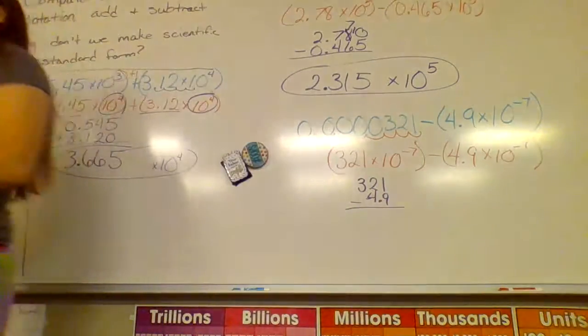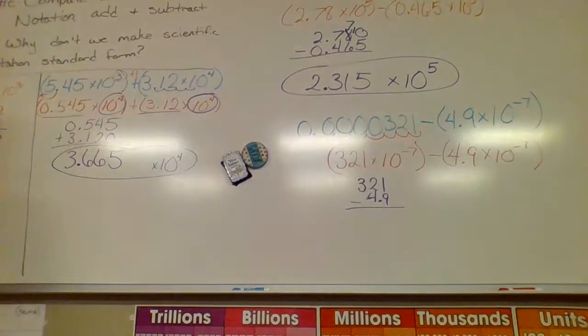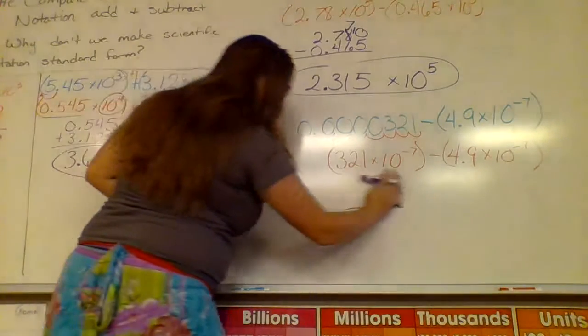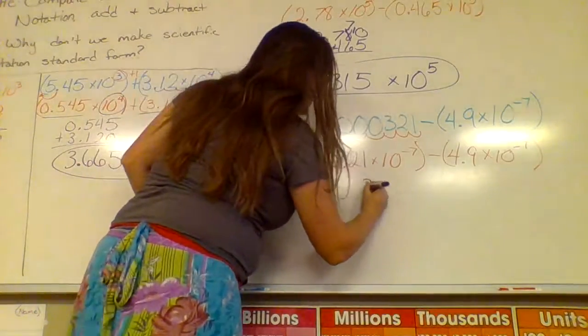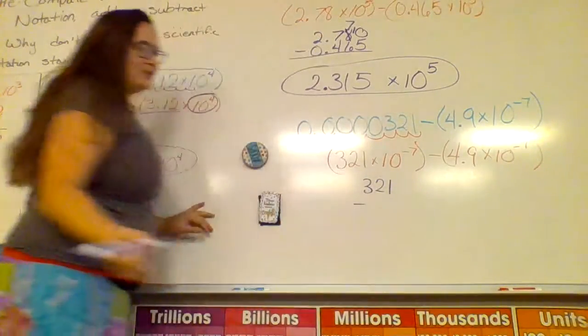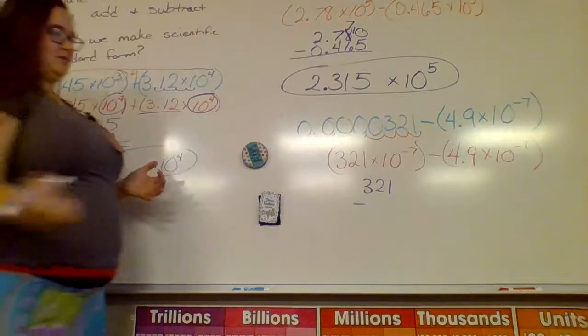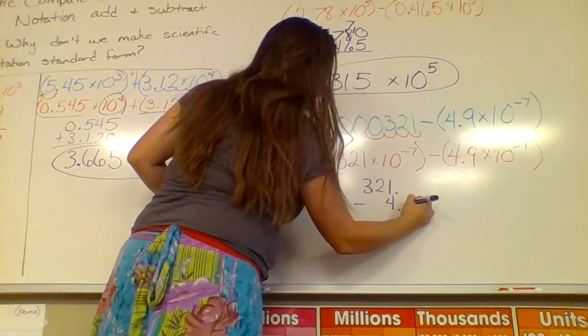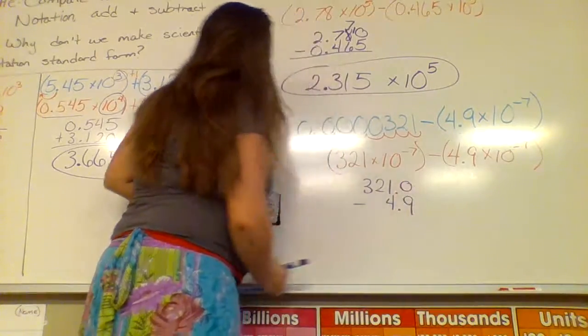Okay? Wait, you didn't match the decimals. I did that intentionally, to see if you guys would pay attention. So 321 minus 4.9, where should the decimal go then? The decimal at the end. And then we can just add a 0. Decimals line up. And so you can show that 0 at the end.